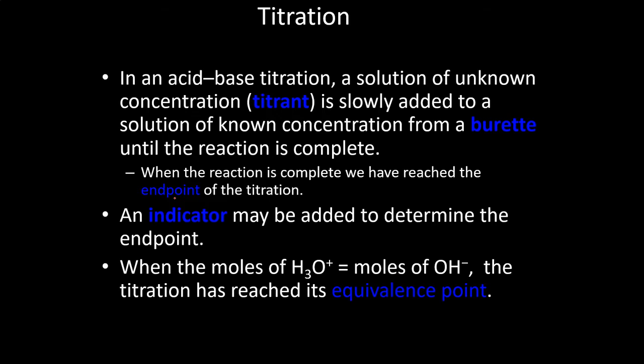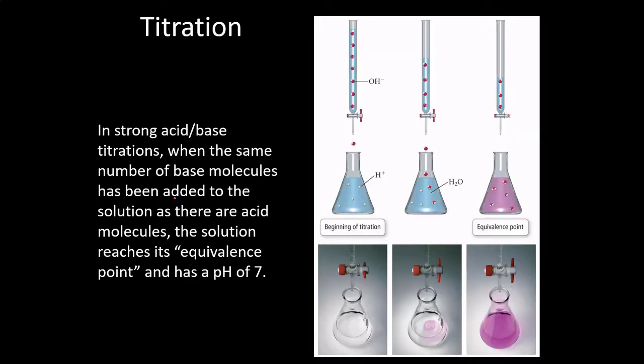So if we have an unknown acid in the beaker and we're dripping a known base into the beaker, the equivalence point is when we've added exactly the same number of moles of hydroxide as we had hydronium ion in the solution to start with. So that would look something like this if we had a strong acid and a strong base that we were titrating.